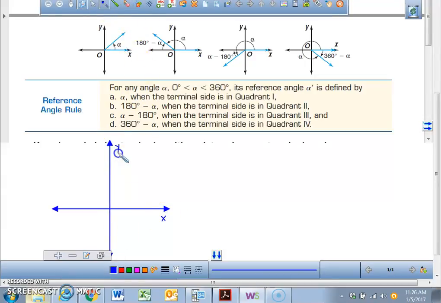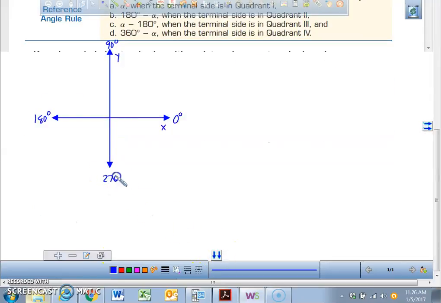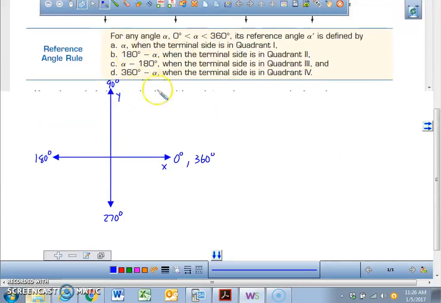Alright, so x, y. What I'd like to do is label this: 0 degrees, 90 degrees, 180 degrees, 270 degrees, and eventually you could also say this would be at 0 or 360. This is the reference angle rule for quadrant number 1.